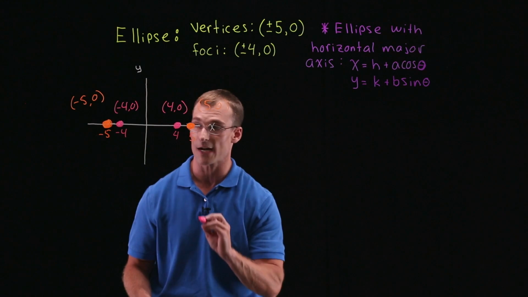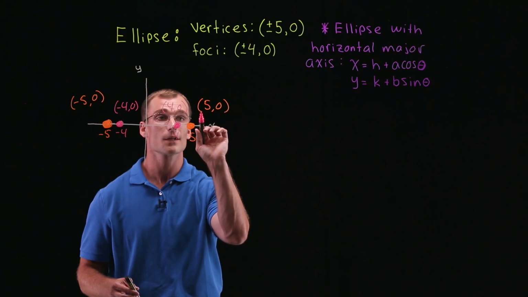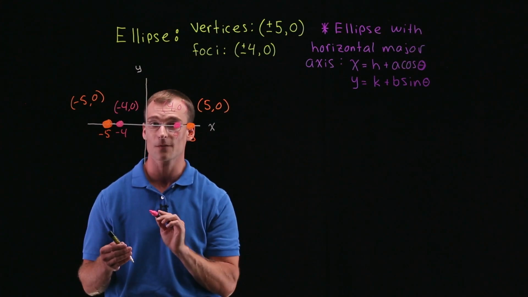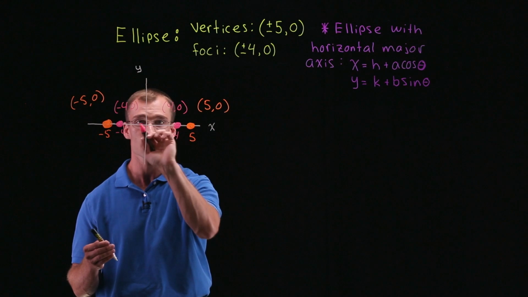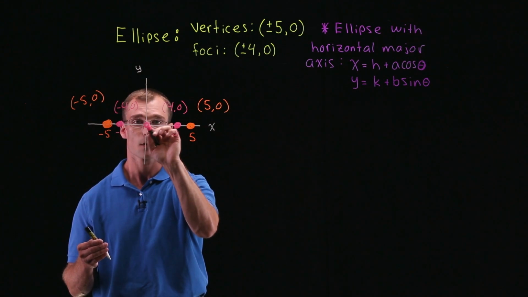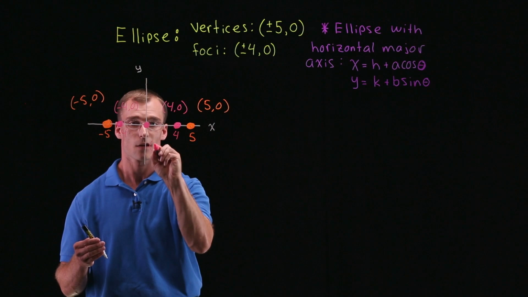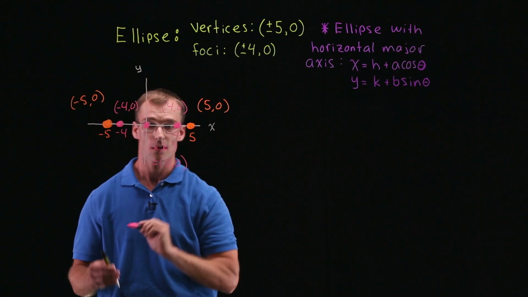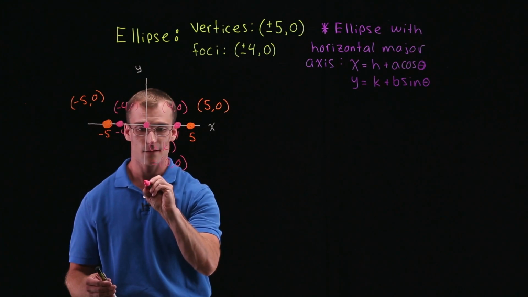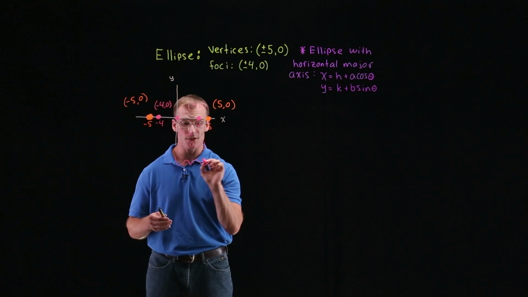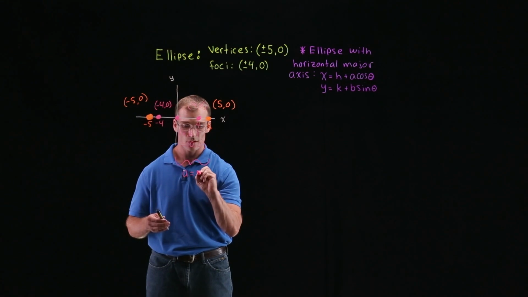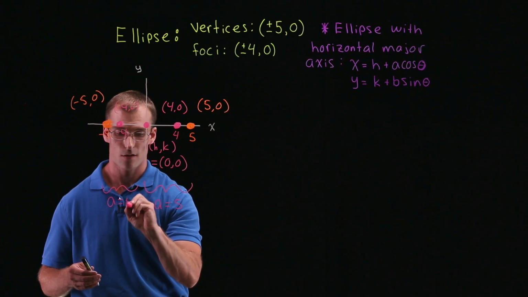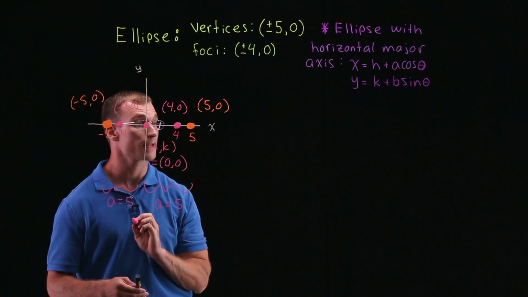So what can we get from this? Based on where the vertices are, at 5, 0 and negative 5, 0, that tells us our distance a from the center point, which would be in the middle of those. So our center point (h, k) is at the origin 0, 0, and that tells us that a, the distance from the center out to the vertices, is equal to 5. So we have enough to get started.